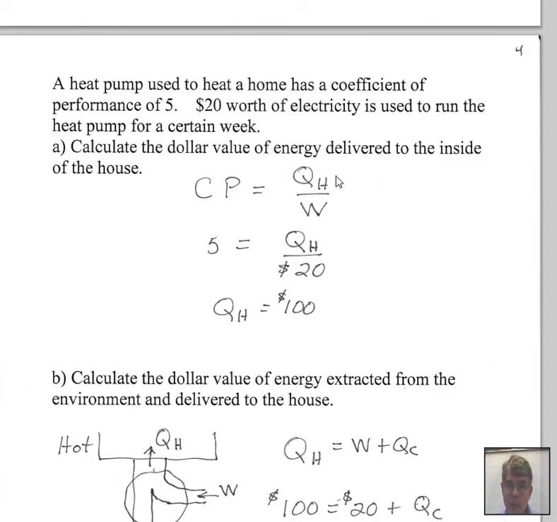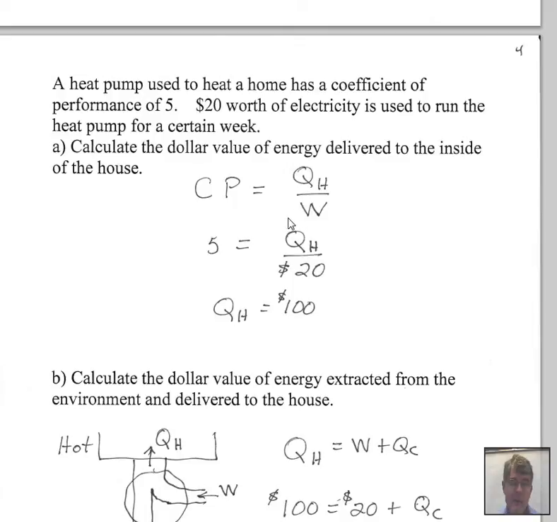Again, in this heat pump, we're extracting energy from a cold reservoir and delivering it to the hot reservoir. This does not violate the laws of thermodynamics because work is being done in this process. The energy is not moving spontaneously from the cold reservoir to the hot reservoir. That never happens spontaneously. But by doing work, we can move the energy.